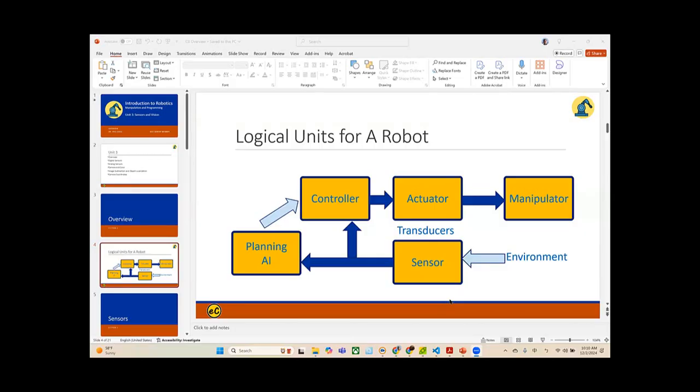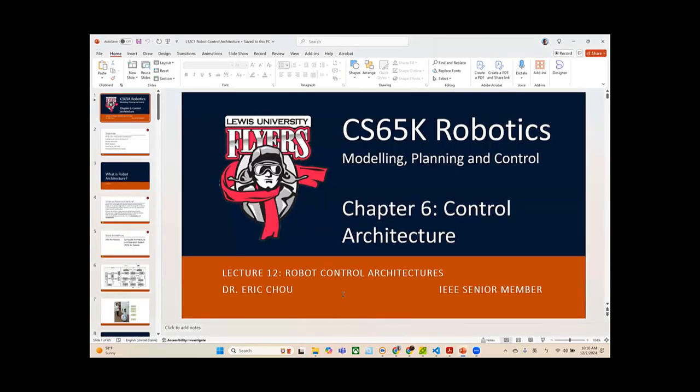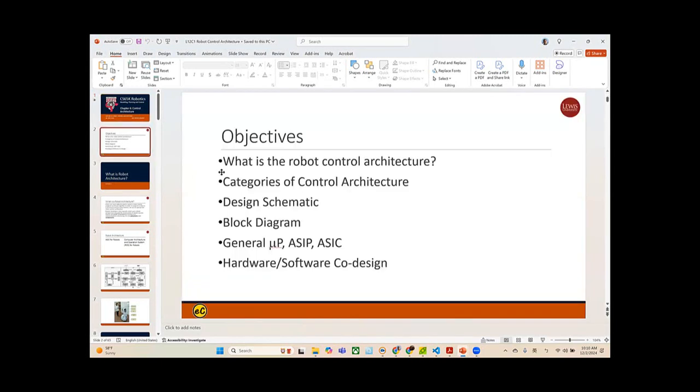But anyway, the mathematical model is providing you the architecture and also the top level, system level view of the overall system. So we do have many loops that we need to look at. Okay, so this chapter 12 is on the overall control architecture. You need to know about different kinds of control architecture and the different levels of the design.